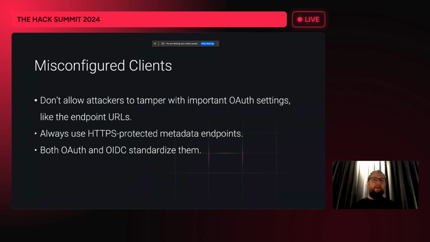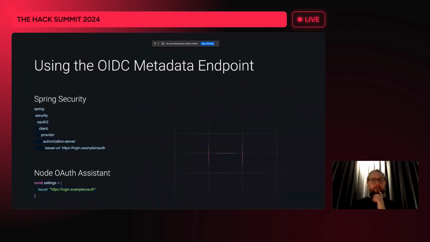So in order to avoid that, you should always use metadata endpoints. So never configure your clients yourself. Always allow them to configure themselves using the metadata endpoint. That's an endpoint that gives you all the information from the authorization server that you need to configure the client. It's standardized both by OAuth and OIDC, so it doesn't matter if you use OpenID Connect or not. You can still use the standard. Obviously, the metadata endpoints should be presented over HTTPS so that you're sure that nobody has tampered with the response.